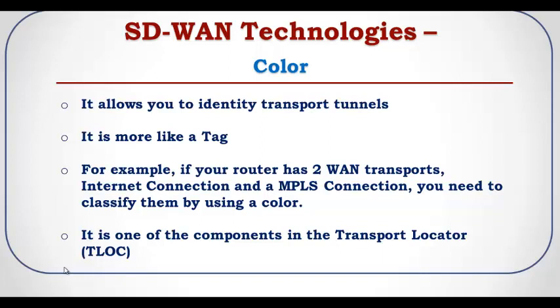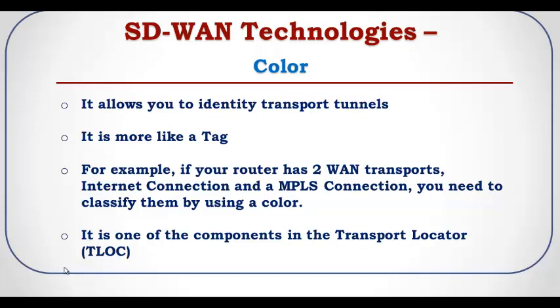So we may choose internet as an option for some traffic. For some traffic, MPLS as a WAN option. So those traffics need to be tagged, saying you need to use MPLS. So how do we do that? We put a color, we put a tag.